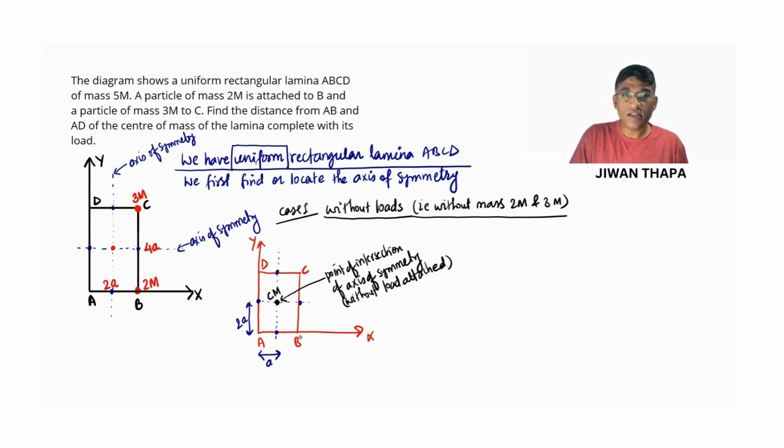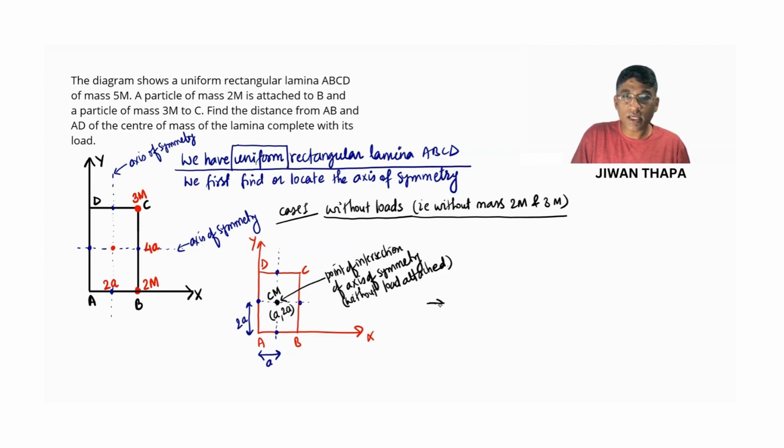So the whole mass of this rectangular lamina is supposed to be concentrated at this point. We need to move a distance A along the x-axis and a distance 2A along the y-axis. So the coordinate of the center of mass of the uniform rectangular lamina ABCD without load is A comma 2A.